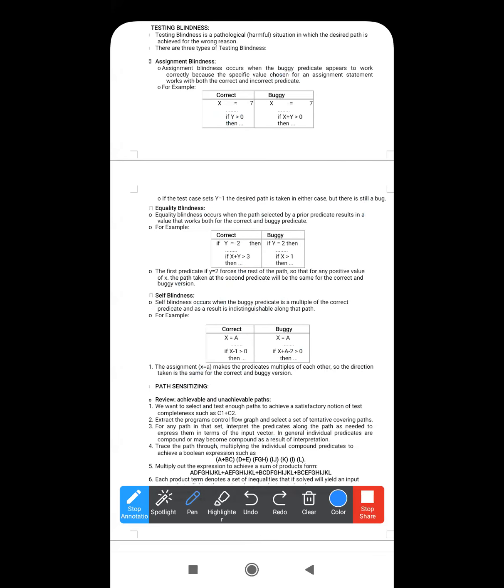Okay. Next one, equity blindness. Equity blindness always occurs when the path selected by the prior predicate results in a value that works for both the correct and buggy predicate. Y is equal to 2, then if x plus y greater than 3, then see here, bug. Y is equal to 2, then x greater than 1.